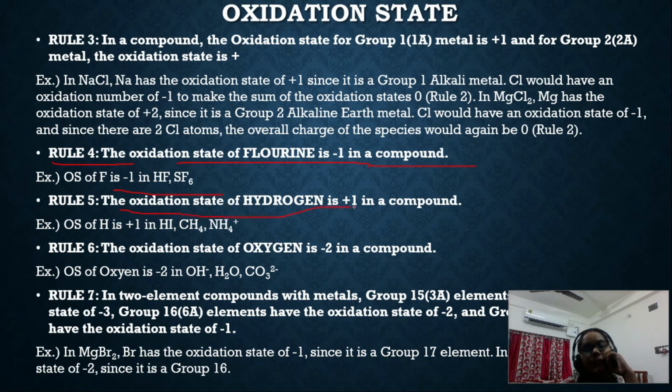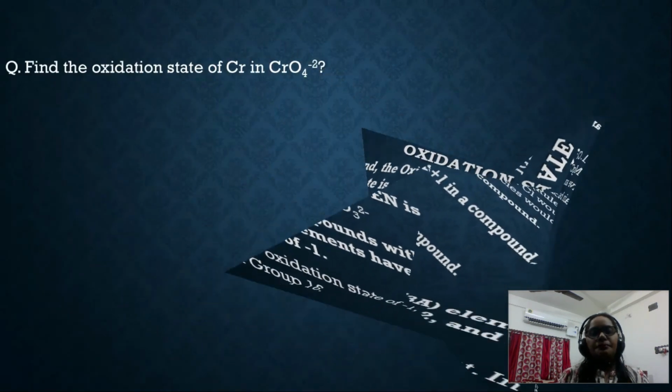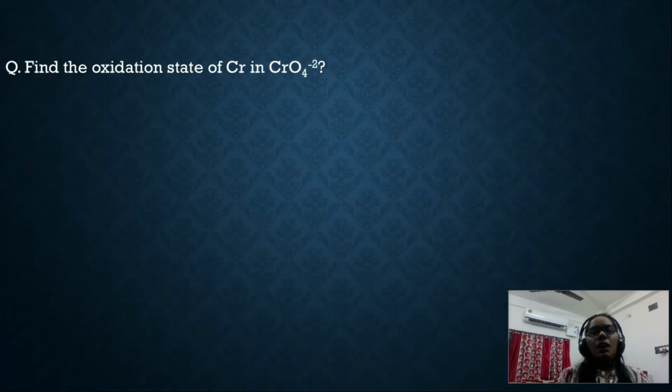The oxidation state of hydrogen is +1 in a compound. The oxidation state of oxygen is -2. These are all you have to memorize. Okay. In electron compounds with metals, group 15 elements have the oxidation state of -3. So these are some of the rules that you have to follow, and otherwise you can't calculate the oxidation state. Now we will see what the oxidation state will be.